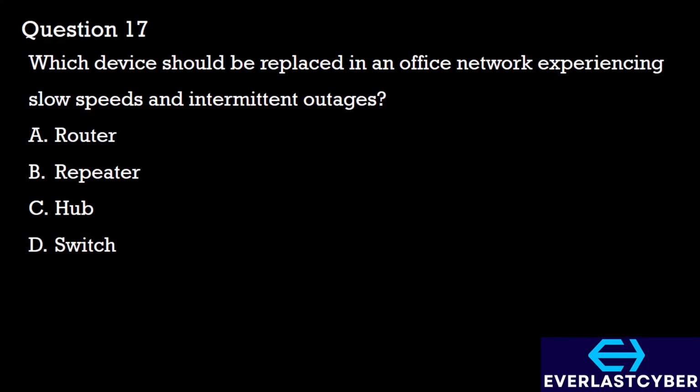Question 17. Which device should be replaced in an office network experiencing slow speeds and intermittent outages? A. Router. B. Repeater. C. Hub. D. Switch. For this, we'll be going with option C, but before we go to the next page, let's go through the other options. A router only routes traffic between different networks, but it does not cause intermittent outages within the single network, so this cannot be the answer.